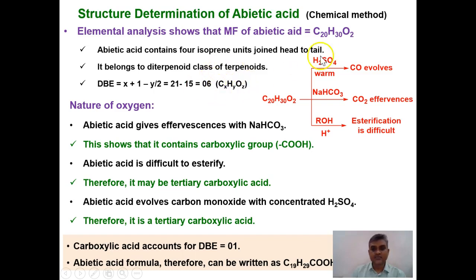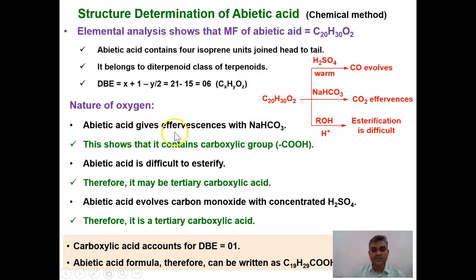Now let us directly switch over to the analysis of oxygen. What is the nature of the oxygen in abietic acid? Since it contains two oxygens, one can suspect it to be a carboxylic acid or an ester. Therefore, some reactions of carboxylic acids are performed. For example, abietic acid is treated with sodium bicarbonate.